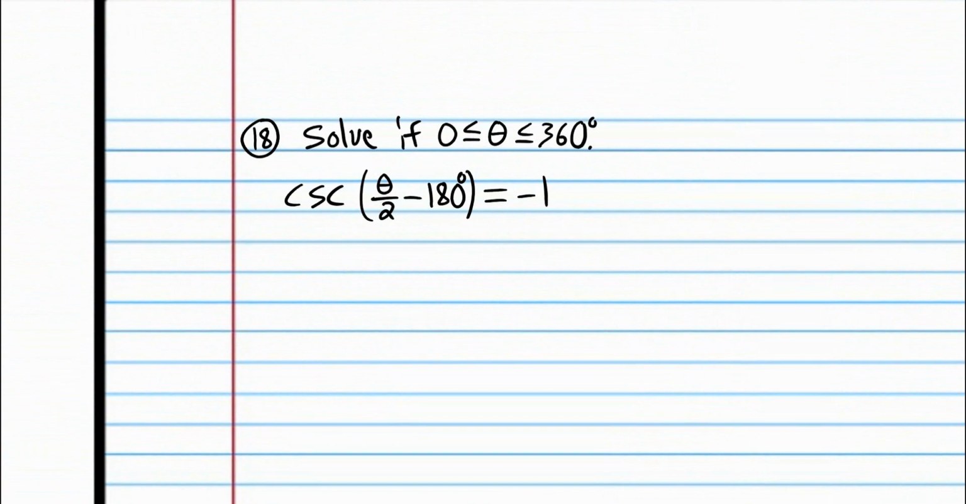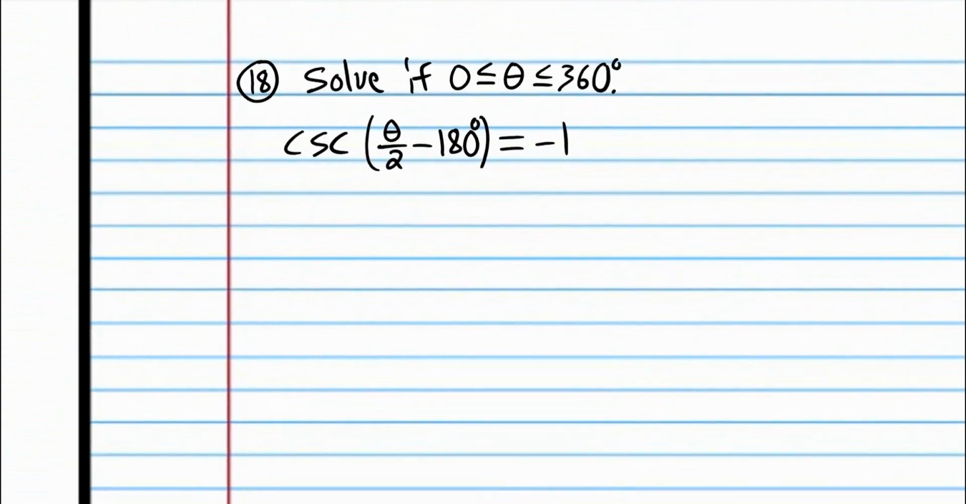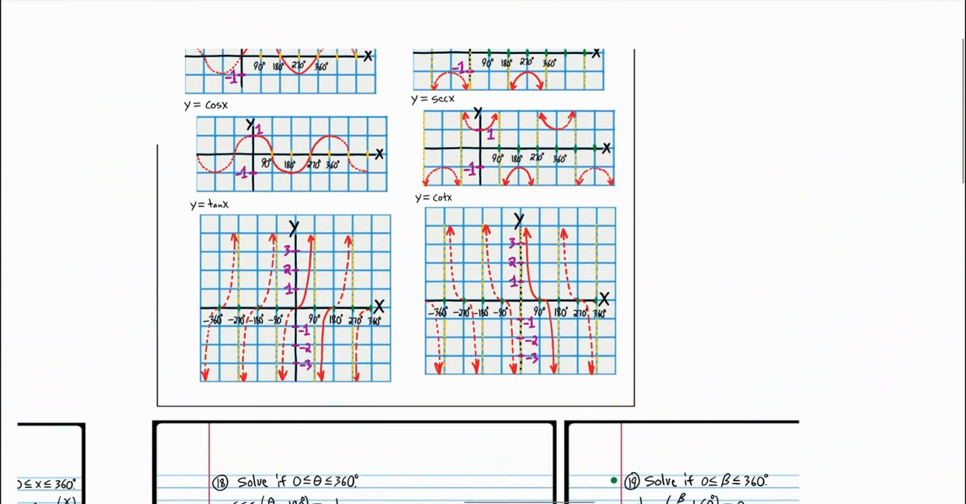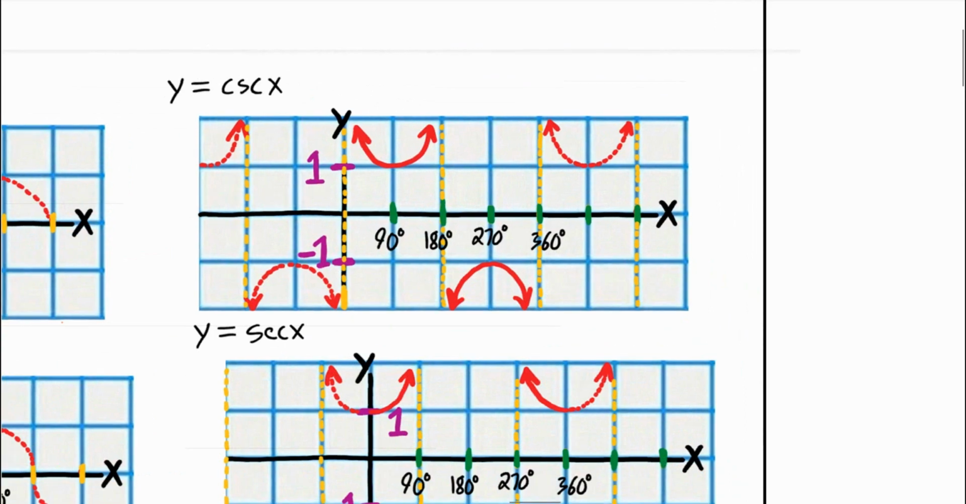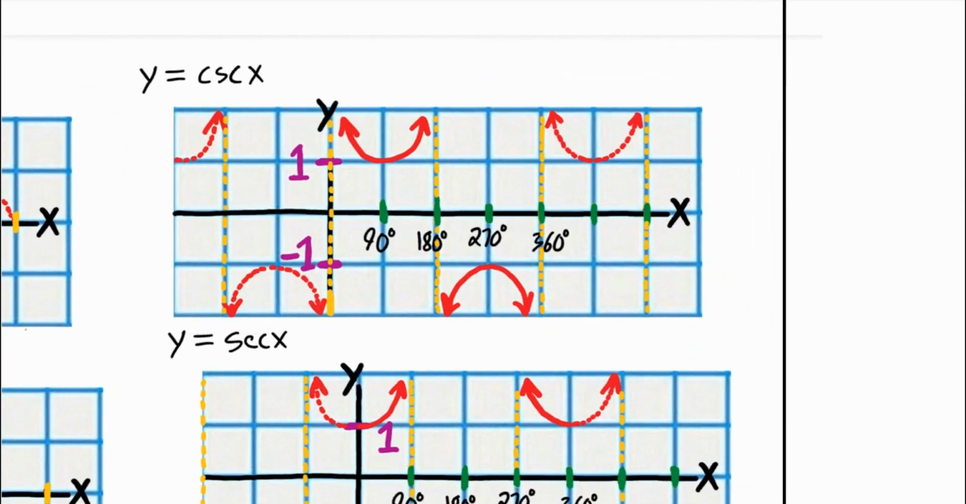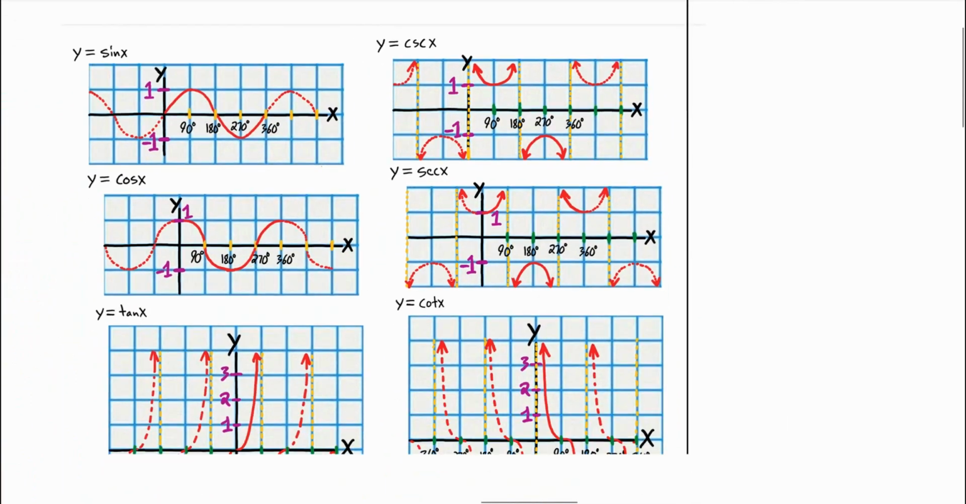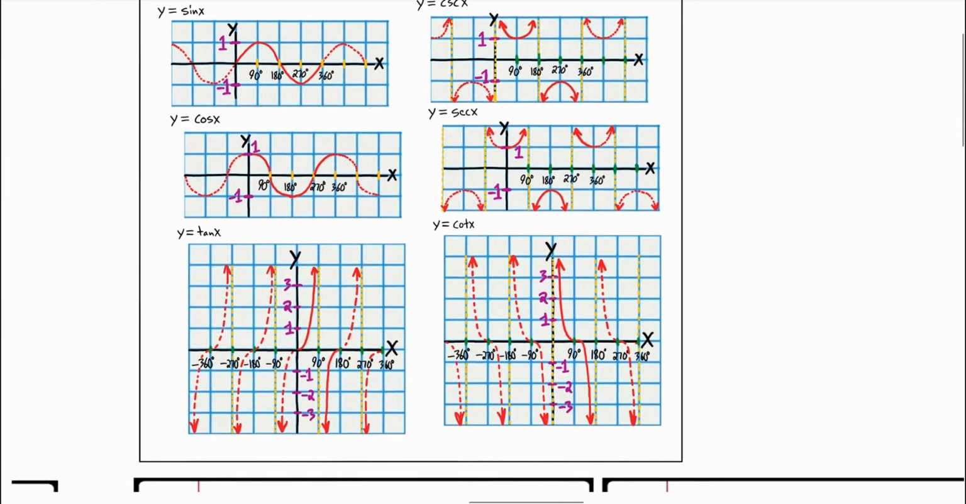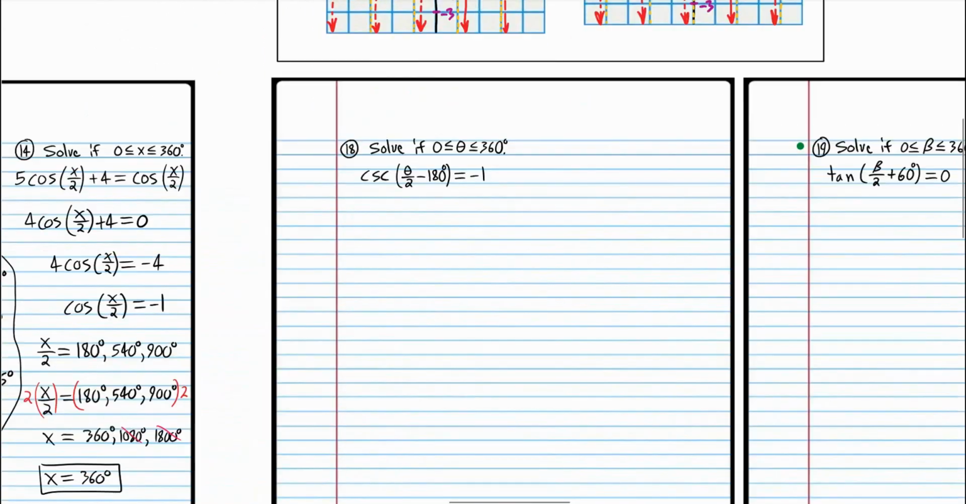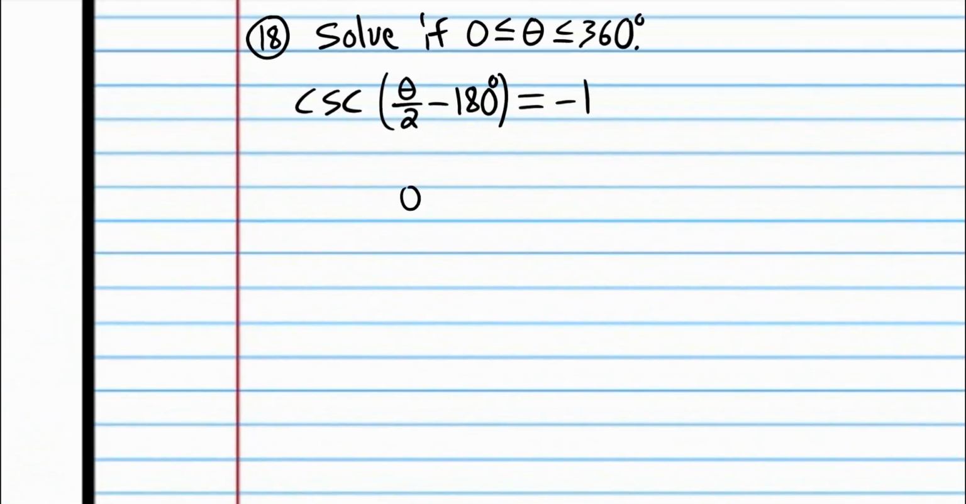Okay, let's do another one of these. So cosecant is equal to negative 1. So that's a collapsed triangle. So we need to go to our cosecant curve and find all the points on the red curve where the y value is negative 1. So that's here and here. So 270 and negative 90 degrees are the corresponding angles. So theta over 2 minus 180 is equal to 270.